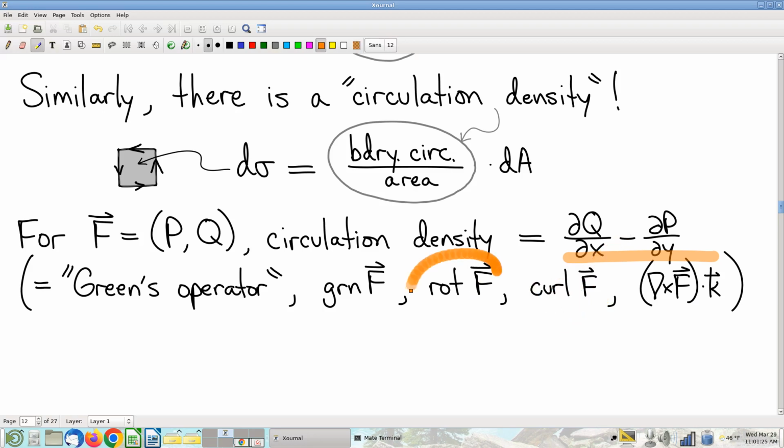It's also commonly called rot of F. Rot for rotation. After all, we are talking about a circulation. Circulation, we've literally talked about as something that recognizes how the little leaf on the surface of the river starts to rotate because of the flow of the fluid. Right? So rot as an abbreviation of rotation, kind of a reasonable choice. I like this one, rot.